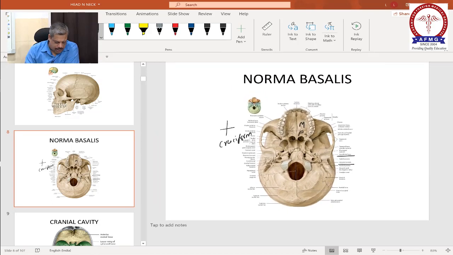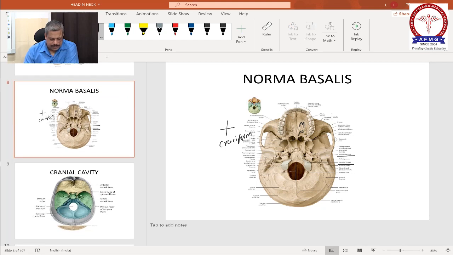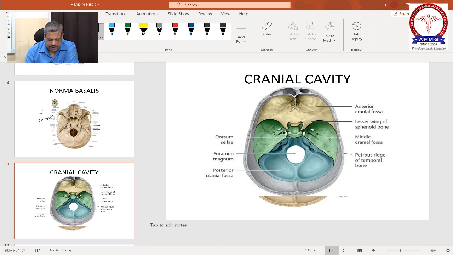Now look at the interior of the skull. When we see the base of the skull from inside, this is known as the cranial cavity. This cranial cavity is divided into three fossae. This is the anterior cranial fossa, this is the middle cranial fossa, this is the posterior cranial fossa.